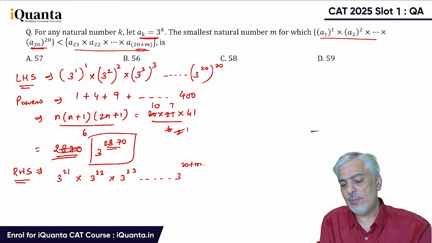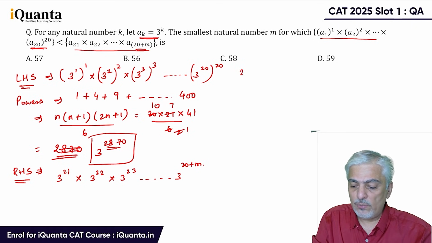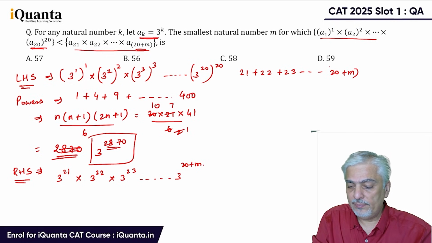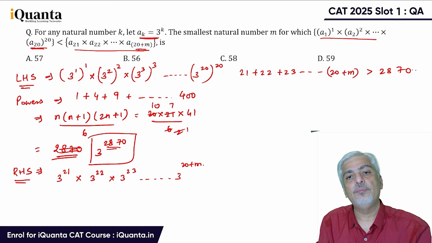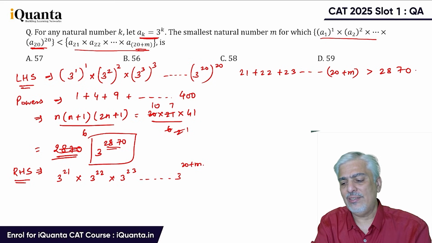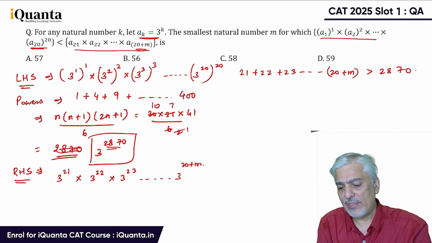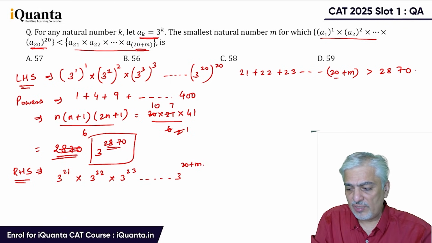So now do you realize why the 3 was not important? I will now work only on this much, that 21 plus 22 plus 23 up to 20 plus m has to be greater than 2870. Right now, I would have definitely looked at options, and as my habit is, I always start with the middlemost option. So 57 or 58, any one of them. Let's start with 57.